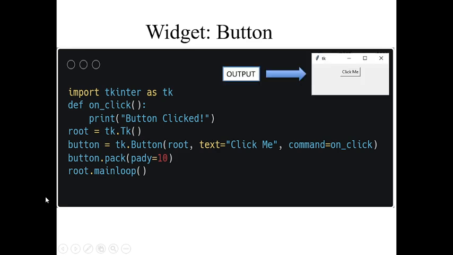Let's see the output. This is the output. So this is the button, this is the label, click me, and the distance from the y, that is pady, is 10.